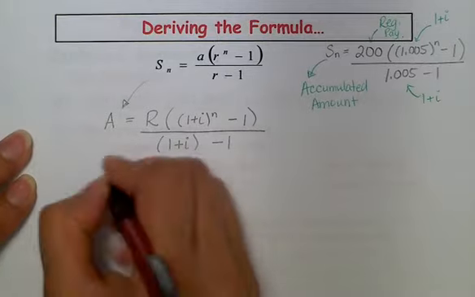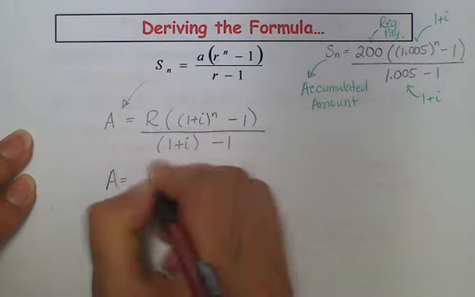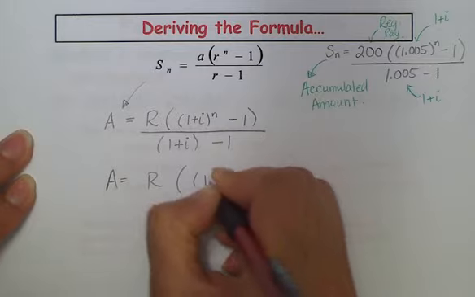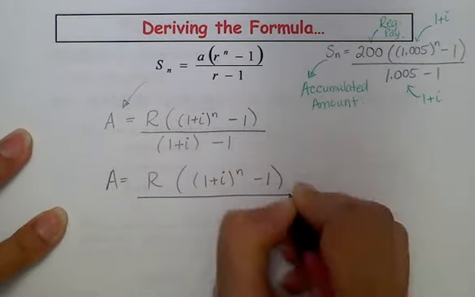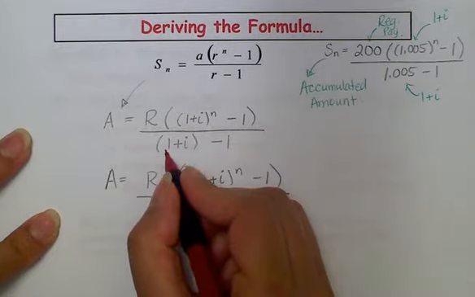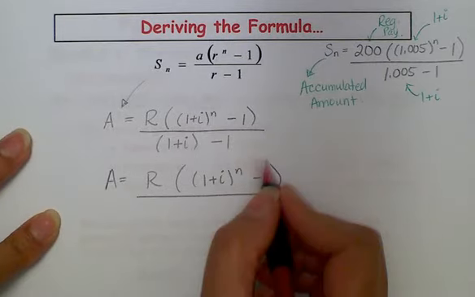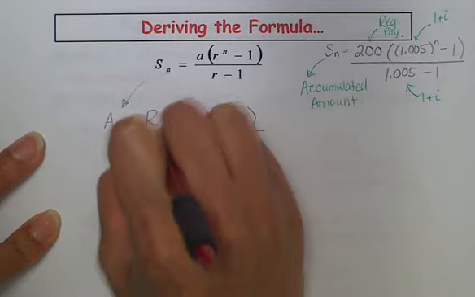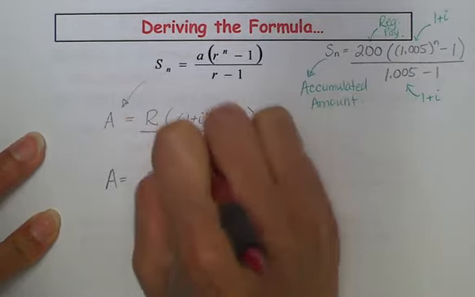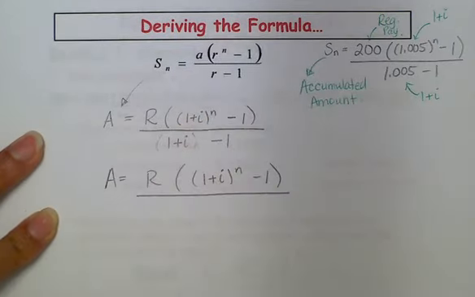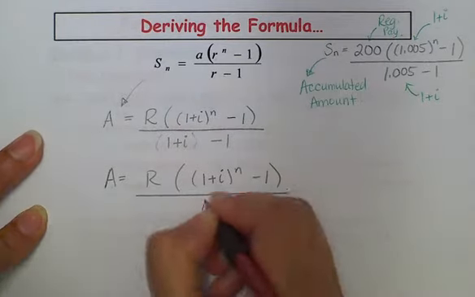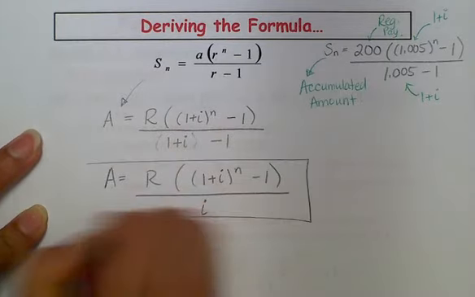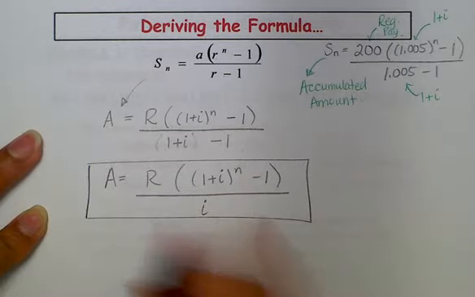Now I'm going to simplify this a little bit. And I get A equals R times 1 plus i to the exponent n minus 1, over, if I get rid of the brackets here, 1 plus i minus 1. So 1 minus 1 gives me 0, and all I'm left with is i. And this is a formula for the future value of an annuity.